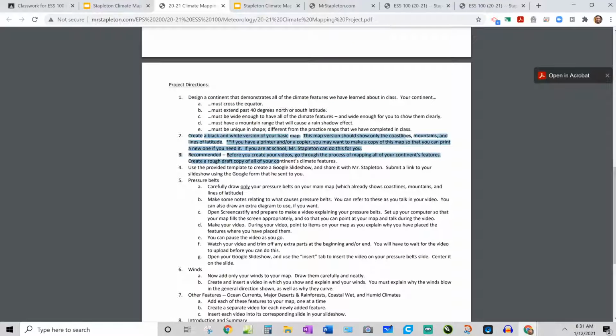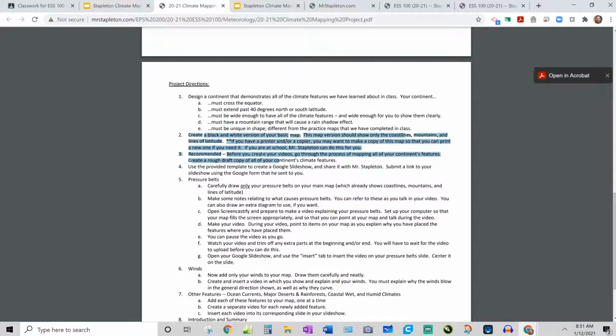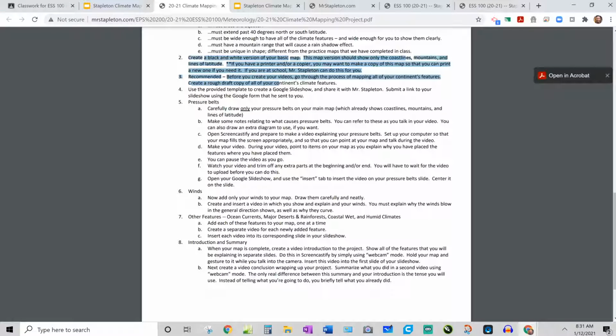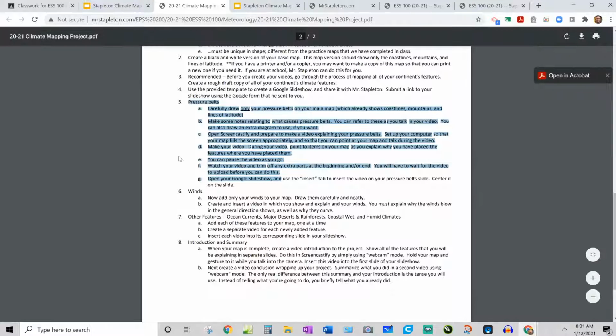So just to summarize, design your continent, make a basic map, make a rough draft, redraw it so it's blank, and then do videos of all these things one at a time. First, a pressure belt. Draw your pressure belts, make a video. Draw the winds on top of the pressure belts, make a video. Then on the same map where you've got your pressure belts and your winds, do the ocean currents, make a video. Then on that same map, add in the major desert and rainforest, make another video. And then you keep going until it's all done, and then go back and do the introduction and the summary.